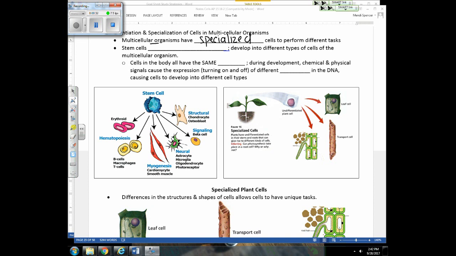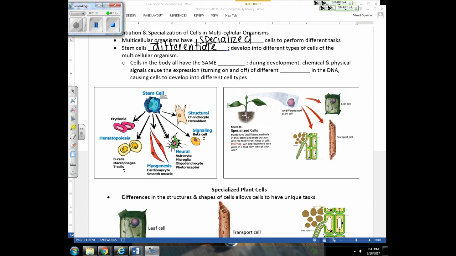To get these specialized cells, we start out with stem cells. These are unspecialized, undifferentiated cells. And when they receive specific signals, that'll cause stem cells to turn into these different types of cells that end up making up a multicellular organism. So stem cells differentiate into a specialized cell of the organism. Some stem cells are going to become red blood cells in animals, or white blood cells, or muscle cells, or nervous tissue, or beta cells used to make insulin.